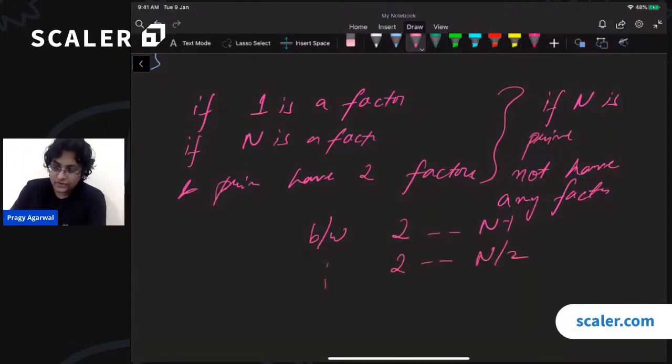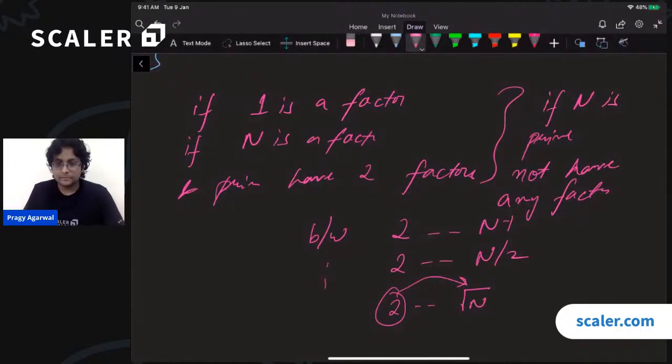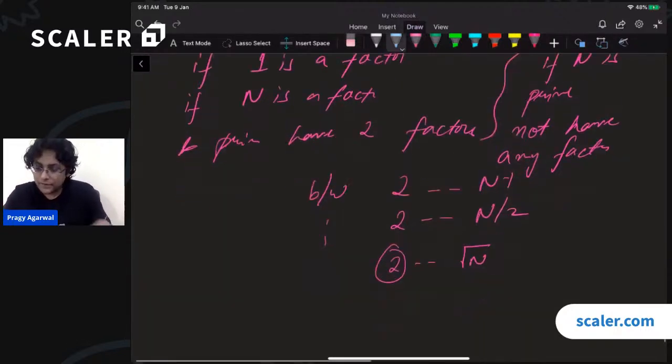In fact, we can even generalize this and say that a prime number does not have any factors between 2 all the way till square root of n, because the factors will come in pairs. Is that clear? So we can improve this code a lot.